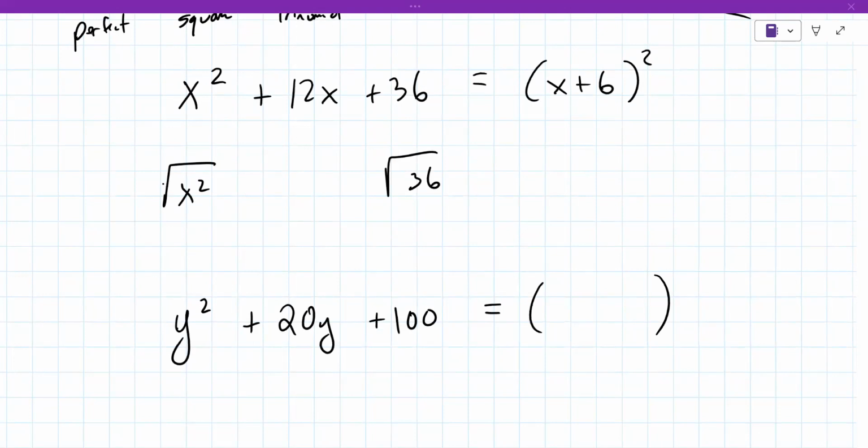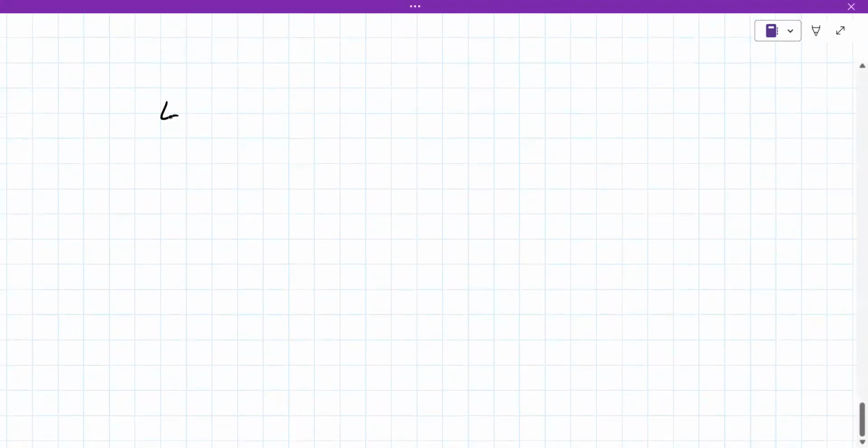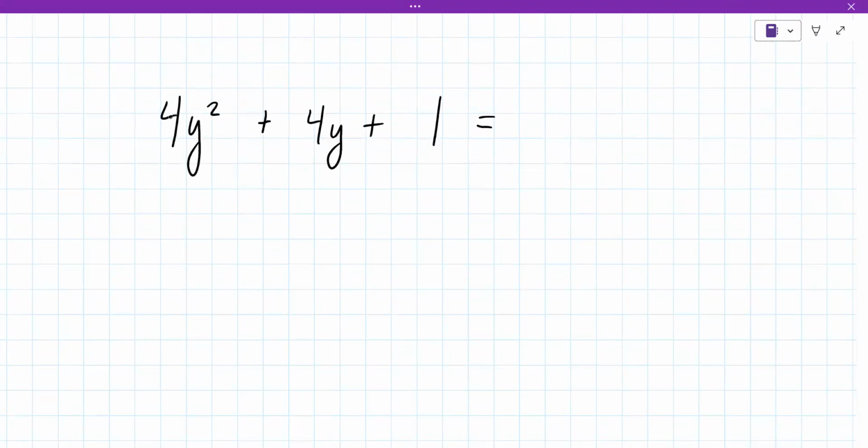It would be y plus 10, squared. All right. Now here's some other things I can do. I can put something like this: 4y squared plus 4y plus 1. And this becomes 2y plus 1 squared.